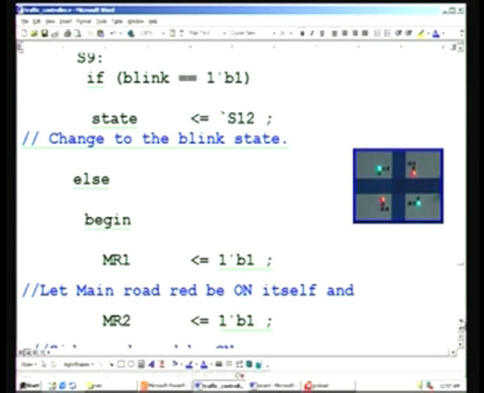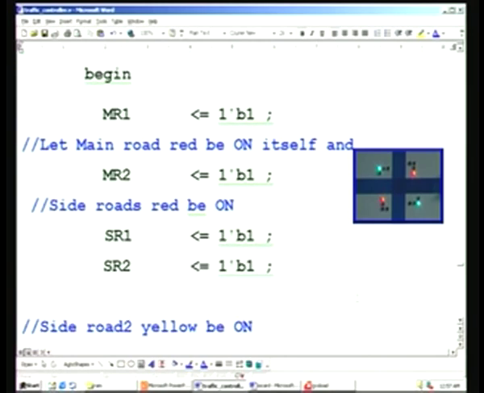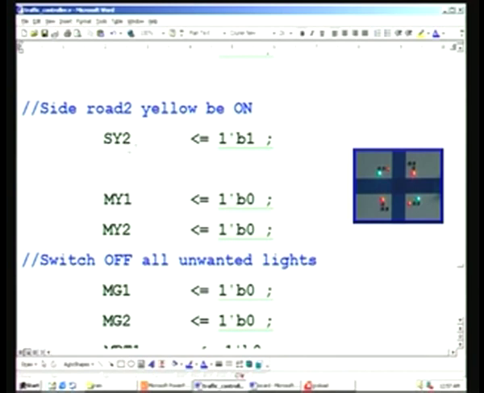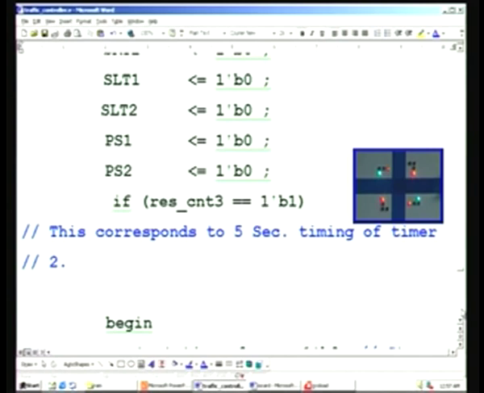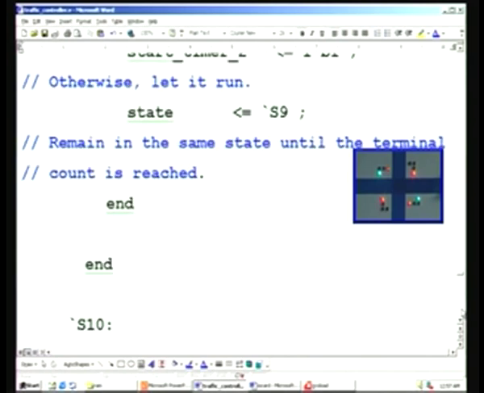S9 once again blink is there, and we have seen this, and both main red as well as side red is on, and so also the side yellow, and all other lights are off.